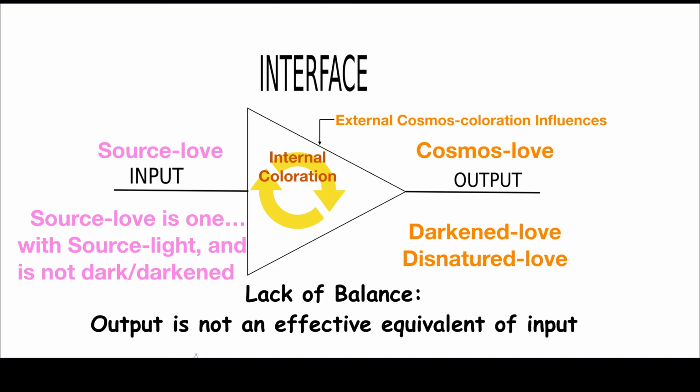At the same time, there are ongoing external cosmos coloration influences, and in the process of experience involving coloration of the device or interface, there are coloration effects occurring, such that instead of source love being at the output, cosmos love or coloration love is at the output. Cosmos love is darkened love, disnatured love, while source love is one with source light and is not dark or darkened.